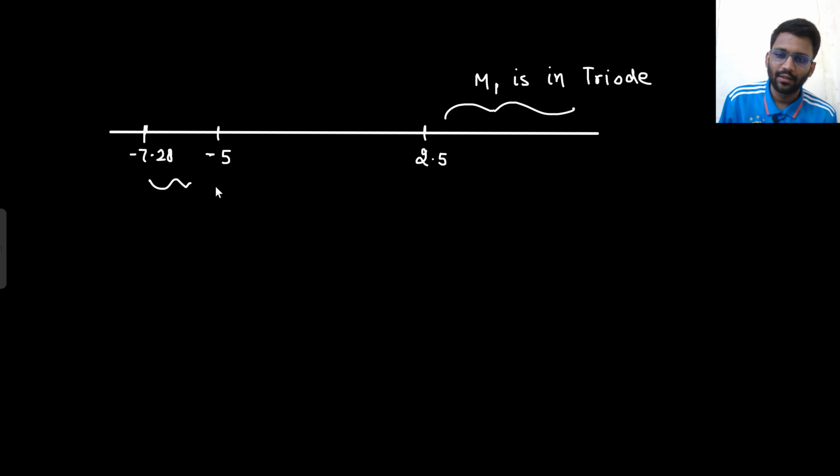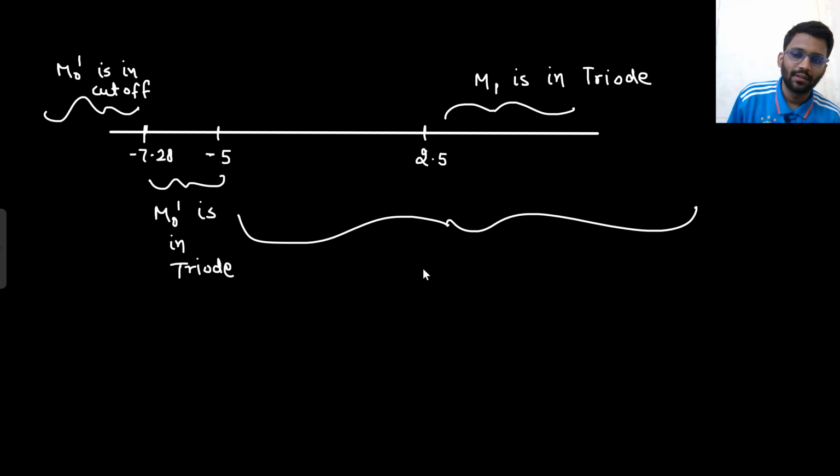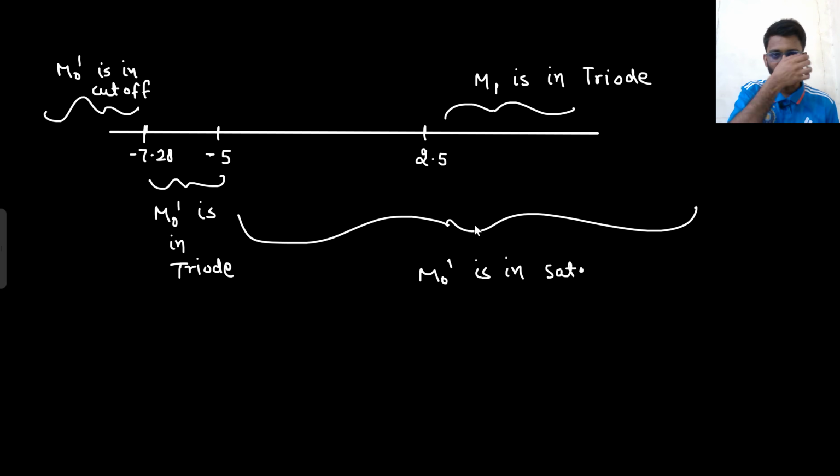So here your M0 dash is in triode, and here your M0 dash is in cutoff. And after minus 5, it will be in saturation, and in this range M naught dash is in saturation. Say yes or no.